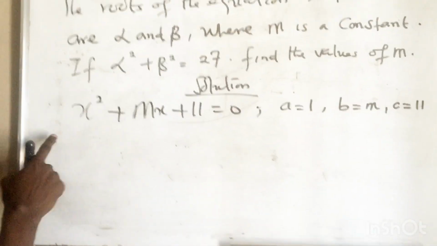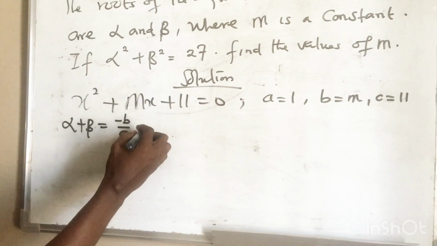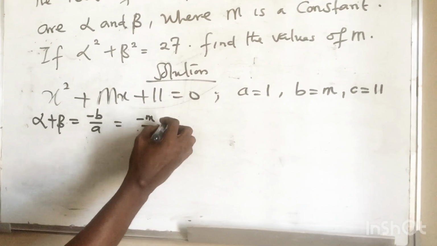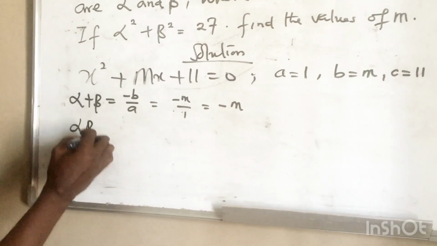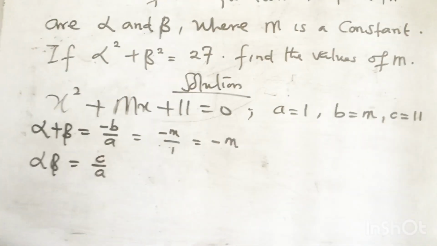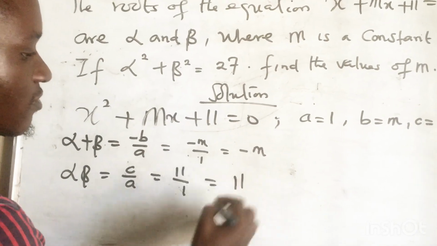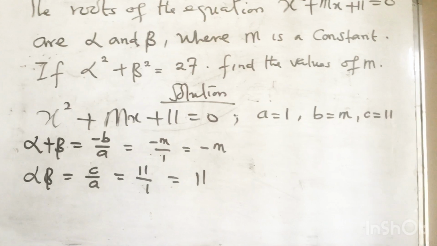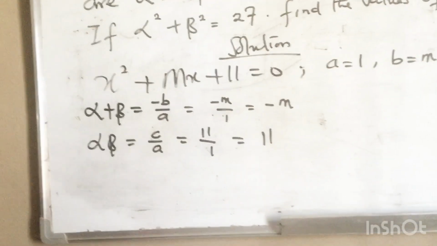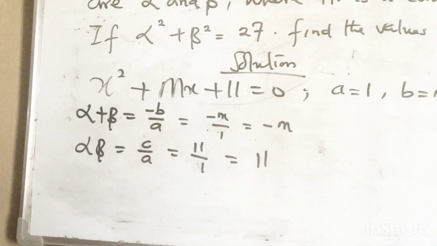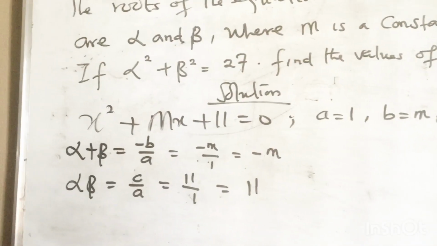Now, the sum of the roots, alpha plus beta, is equal to minus b over a, which is minus m over 1, and that's minus m. And the product of the roots, alpha beta, is c over a, which is 11 over 1, and that equals 11. Now, if we check the equation given to us, alpha squared plus beta squared equals 27. How can we get alpha squared plus beta squared?